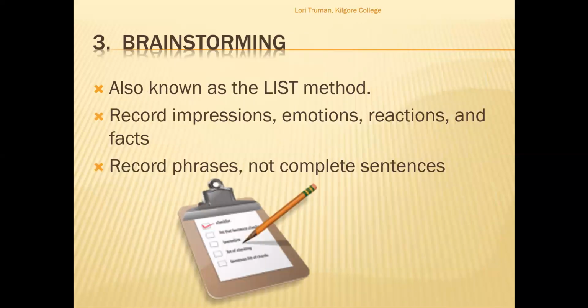The third type is brainstorming. It's also known as the list method. This would be more for you analytical people who like to have a checklist each day. You're not necessarily writing in complete sentences, you're just recording phrases and emotions and reactions to the things that you come up with in your list.